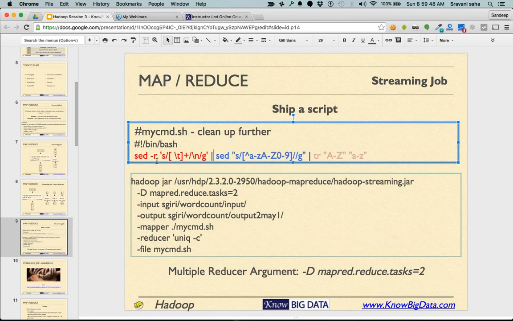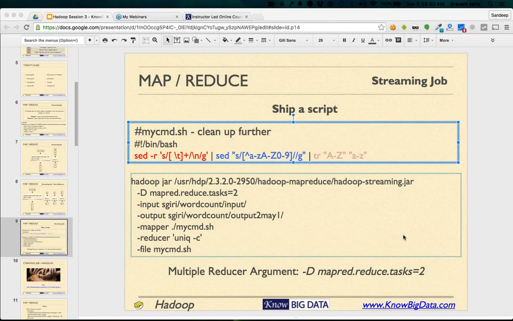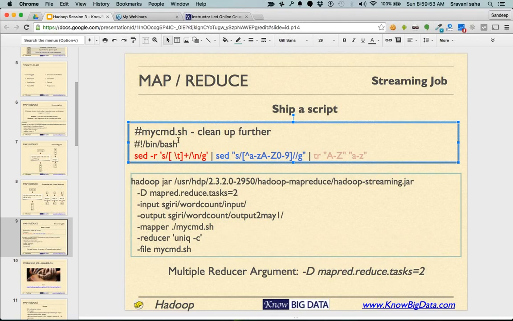Alright, so before the voice got interrupted, this is what I was trying to explain. Earlier we had only this as reducer. Now let's pipe this output and clean it a little bit more, remove non-alphabetic characters, convert it into lowercase, and then send it as the key value to the mapper. Alright, let's try to run it.